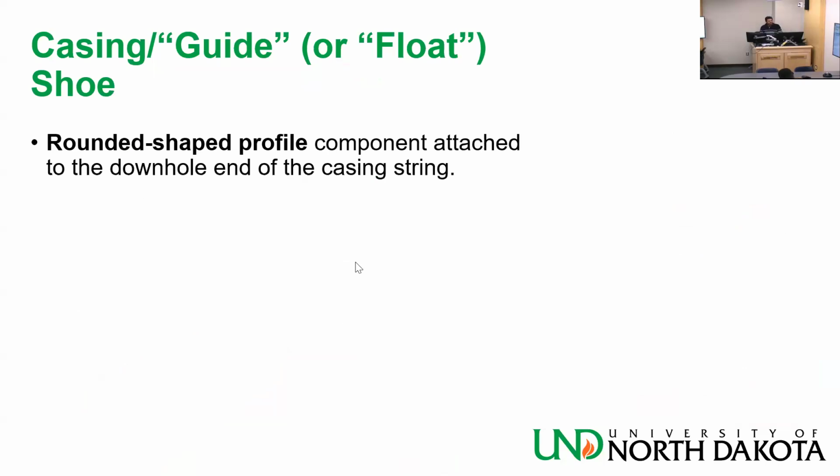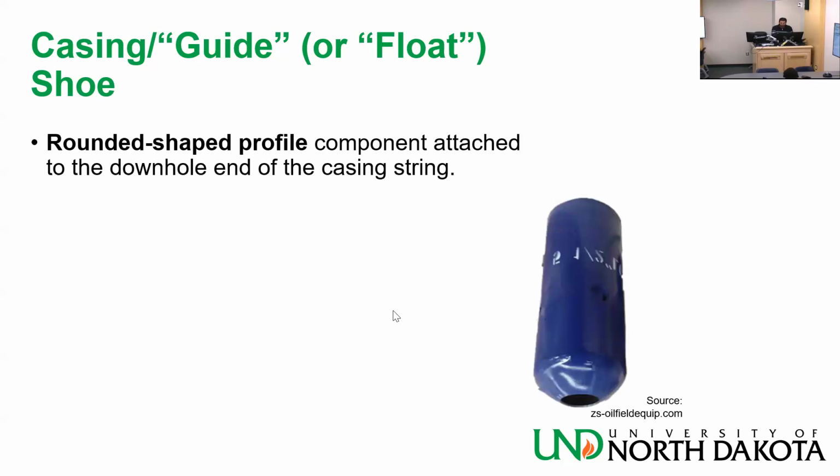Okay. Now the casing shoe, it's a rounded shape profile component. This one, I flipped it correctly. It's basically the shape that allows cement to flow from inside the casing outside. This is what the casing shoe or guide shoe allows.